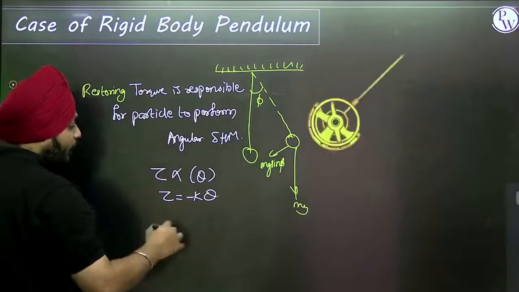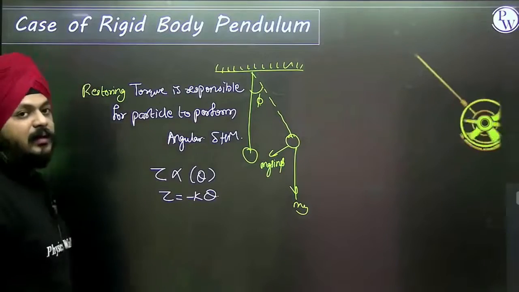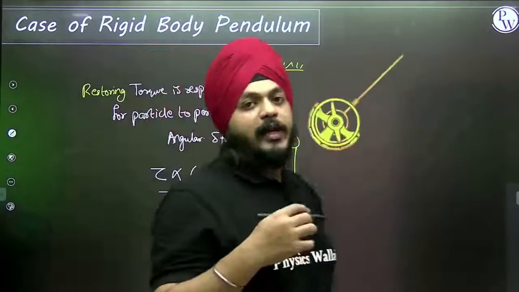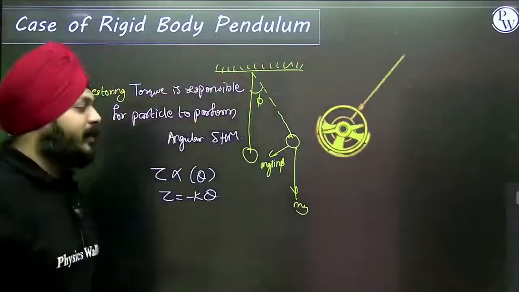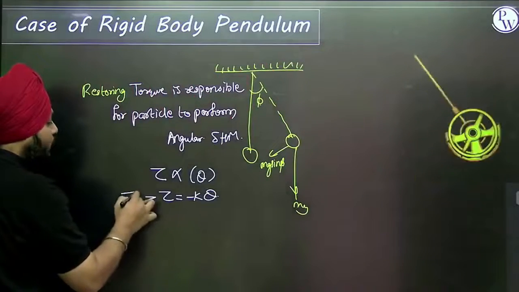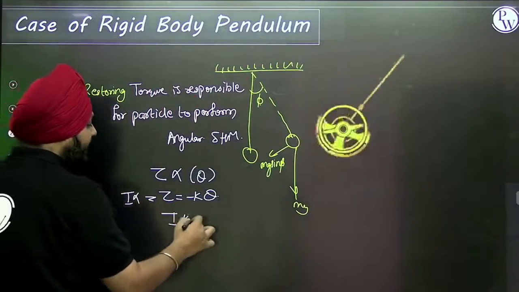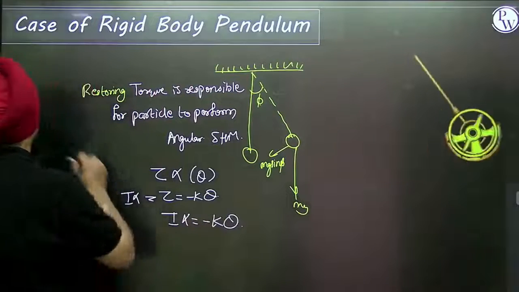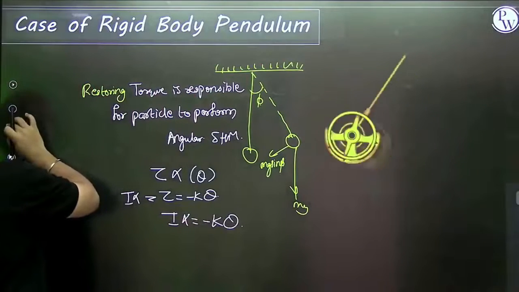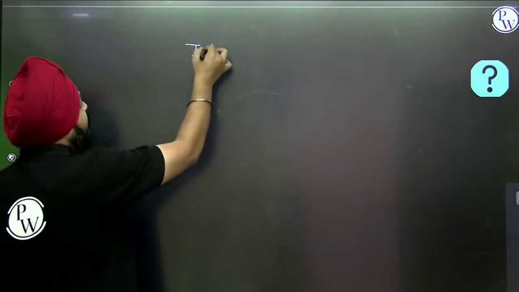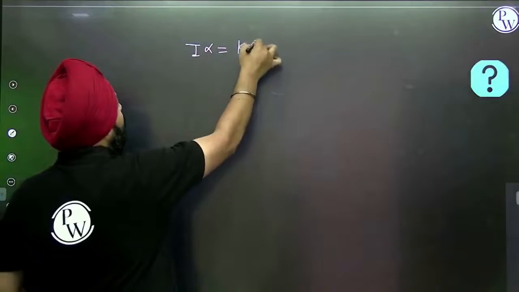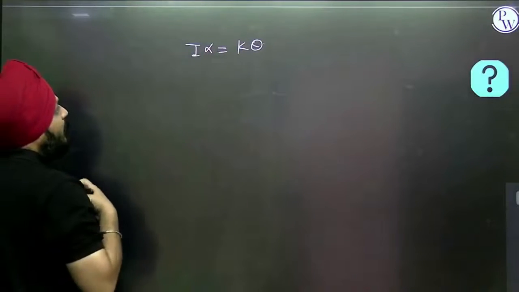On the opposite side, if torque is equivalent to negative k theta, what is the condition? Can I say this torque is also equal to I alpha? So it means I alpha is k theta. We are going to do this derivation. Now I alpha is directly proportional to k theta in terms of magnitude.